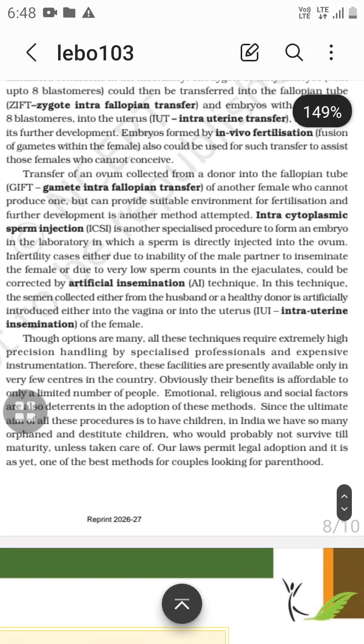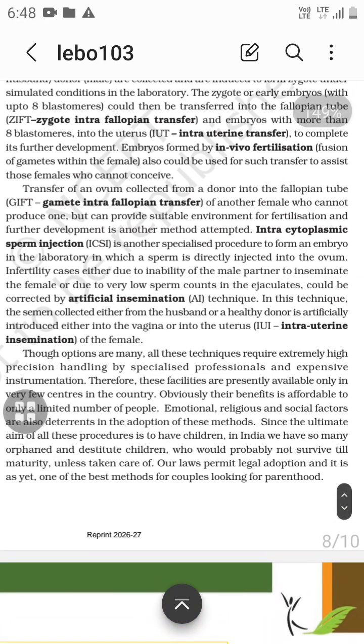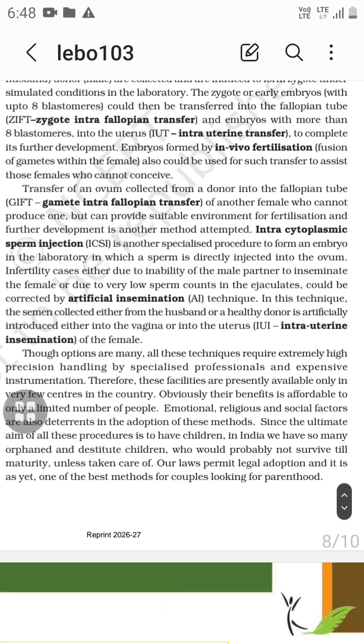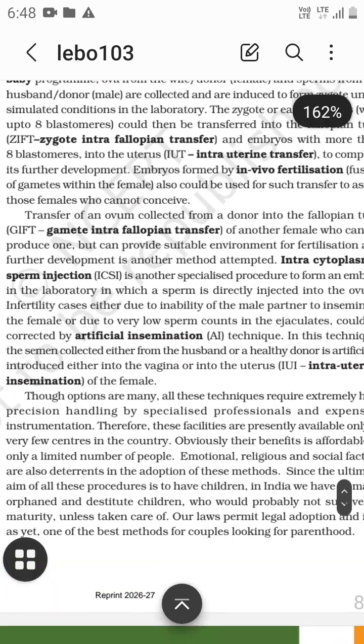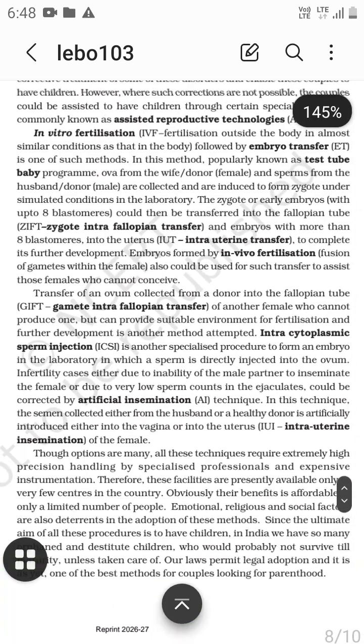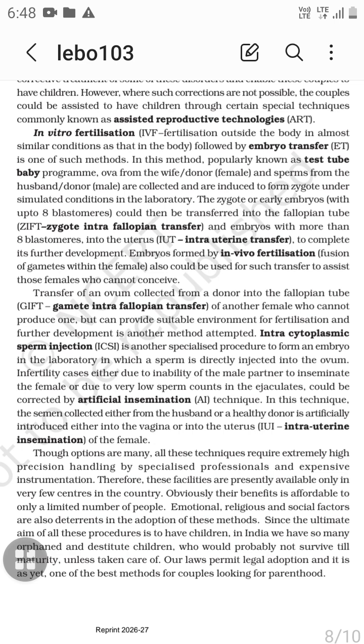Let's talk about reproductive health for the NEET 2027 examination biology. Now, there is ART, that is assisted reproductive technologies. There are lots of technologies.